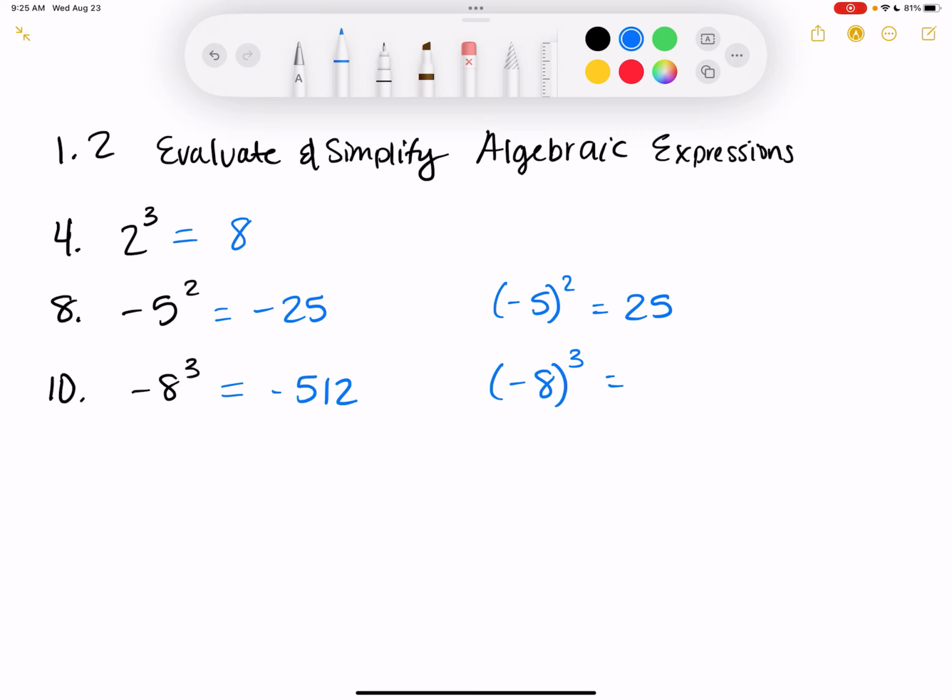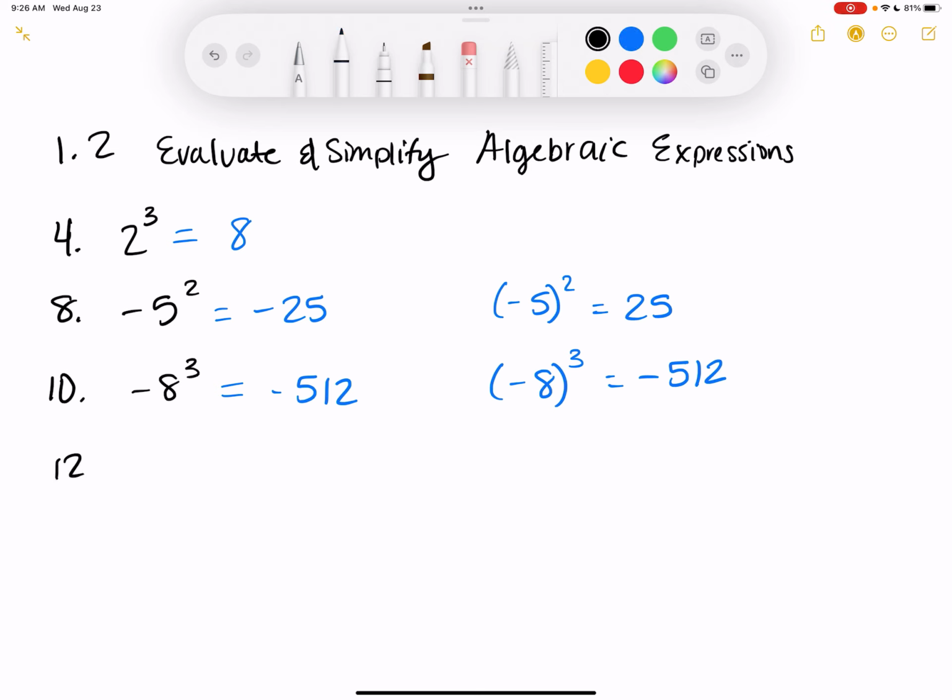Are you sure? Yeah. What does the cube do? Negative times negative times negative, which would be negative. So if it's an odd power, it's going to stay the same. If it's even in the parentheses, then it's going to go away.